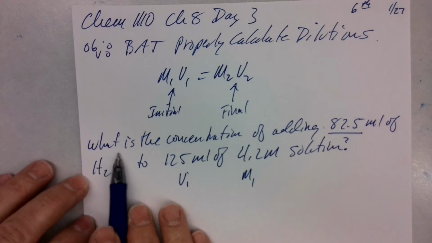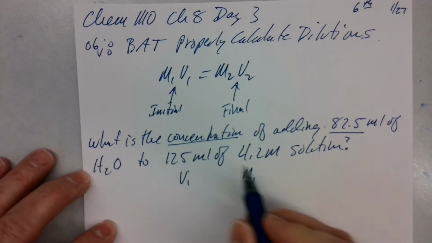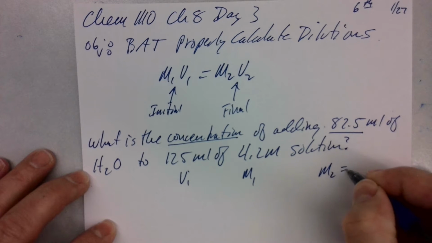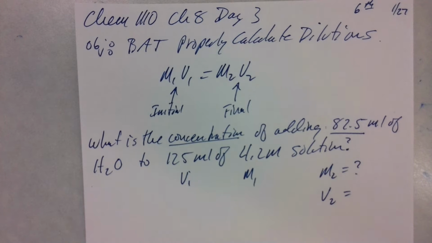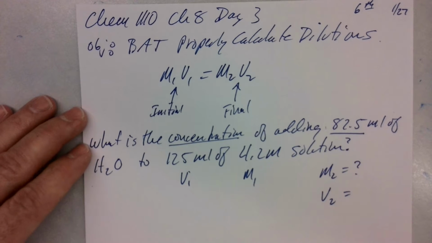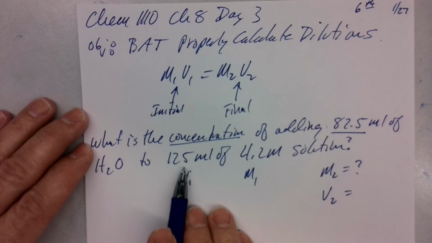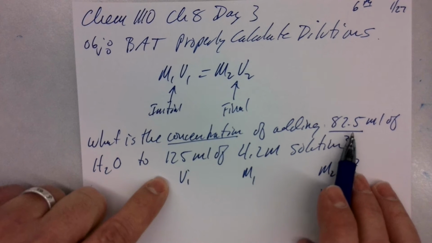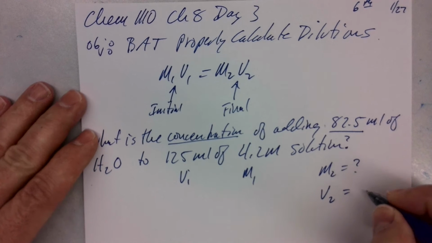Now, it says what is the concentration. Concentration is molarity, so that's what I'm looking for. So I'm looking for M2. I don't know it. What is my V2, though? How do I find my final volume? Yeah, I'm going to add that to that, right? So it's going to be my initial volume plus whatever I added to it, right? So I add them together and I get what?